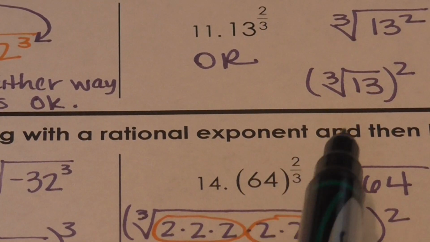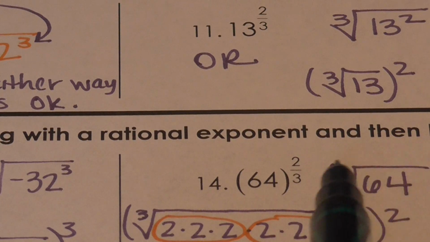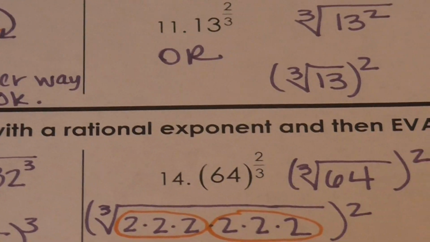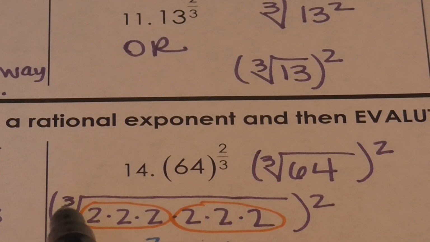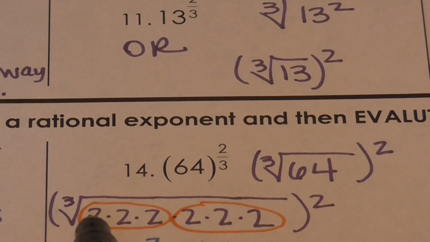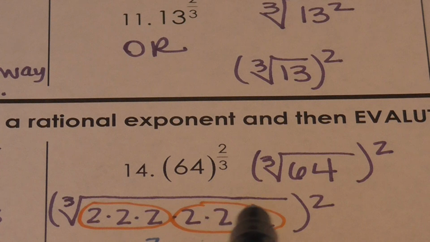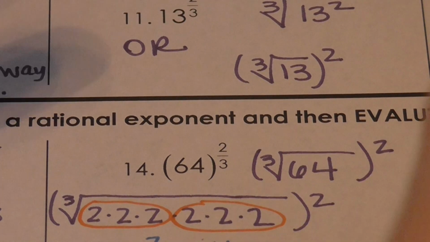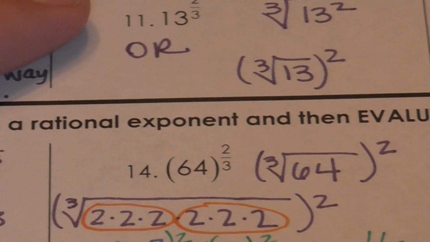When I've got 64 to the 2/3 power, I'm going to take the cube root of 64 and then square that number. So when I take the cube root of 64, I'm going to rewrite it as 2 times 2 times 2 times 2 times 2 times 2. I'm going to circle my groups of 3. So what's going to come out is 2 squared, which is just 4. And then I want to square that number. So my answer is just 16.